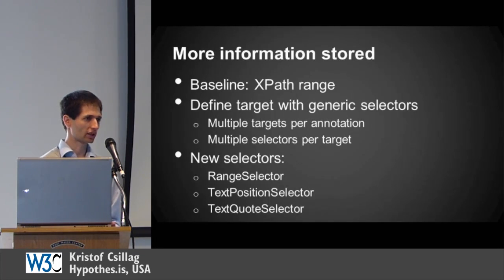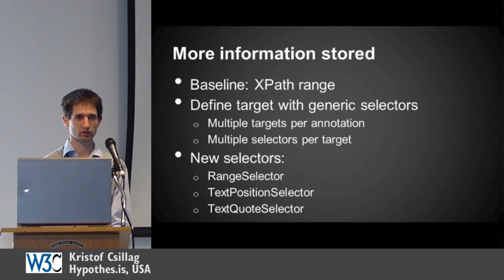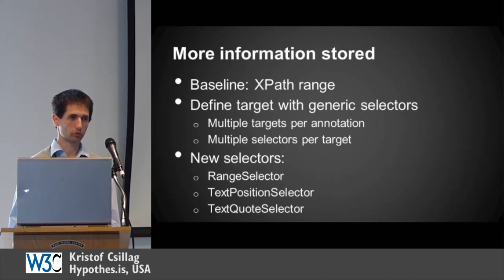One is the range selector, which is the legacy XPath range selector in disguise. And there is a text position selector, which simply specifies, if we look at the document as one stream of text, then which character position is the one which we want to annotate. And there is the text quote selector, which has the quote and the prefix and the suffix. So the context is taken into account too. So these are the selectors we are storing inside the annotations.